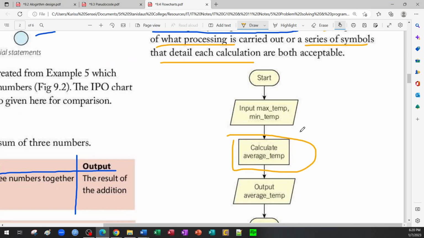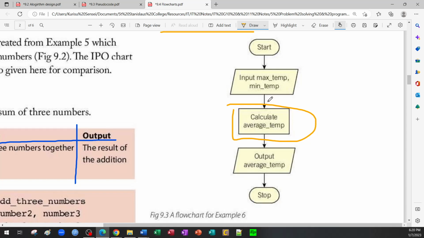Good, so let's go through this example here. In this example, we once again have a terminator symbol, a terminal symbol. We have a start here. Here we have our input-output symbol. We are inputting max temp, min temperature.